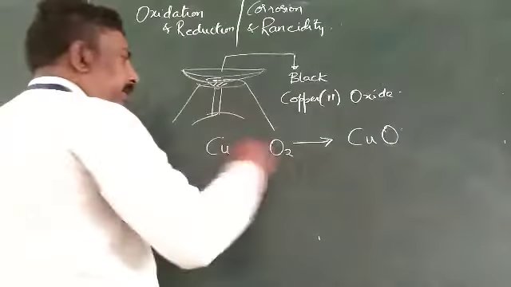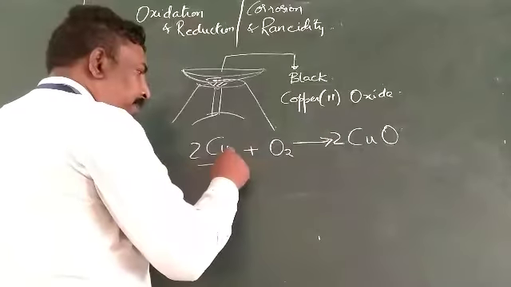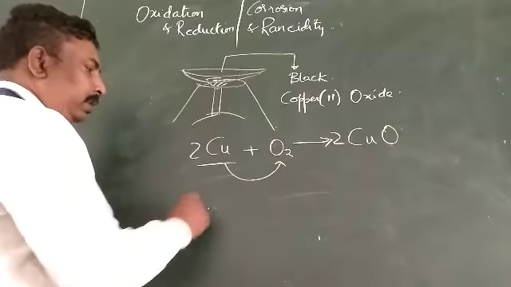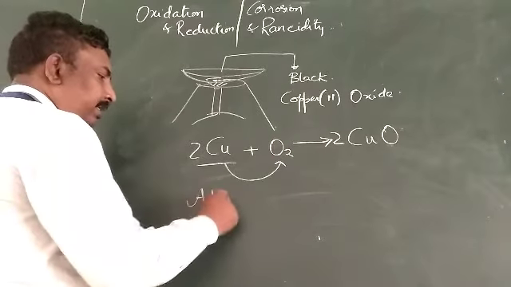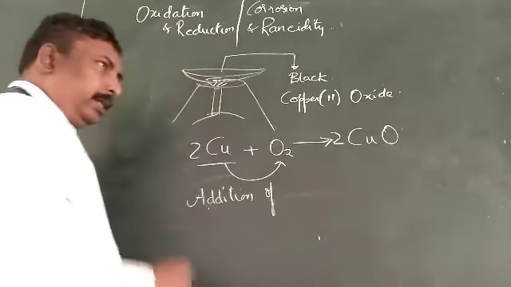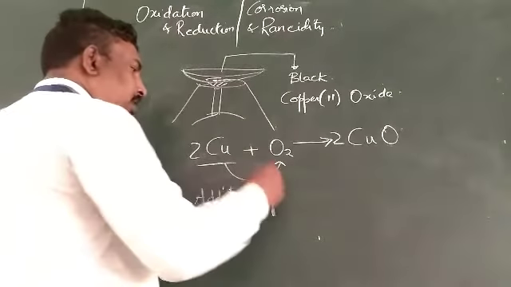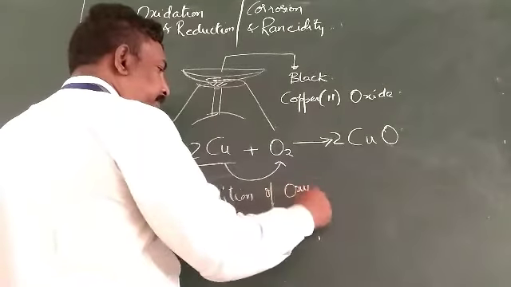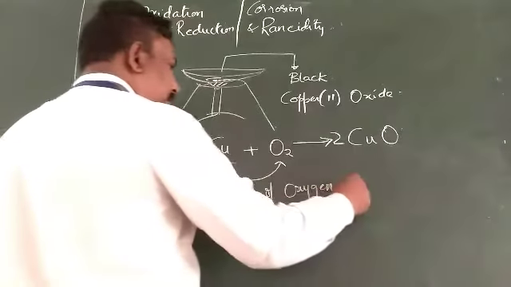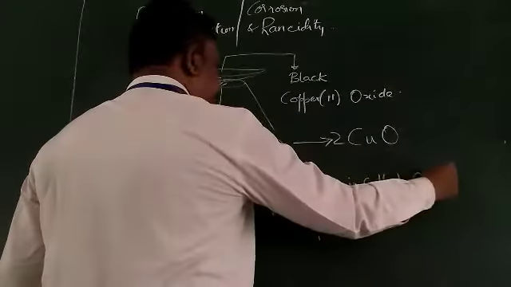So to balance it, I need to put 2 here. You can see that oxygen is added to copper. Such reactions we will call oxidation reactions. For any element or compound, if oxygen is added, then we will say that element or compound is oxidized, and that reaction is called oxidation.